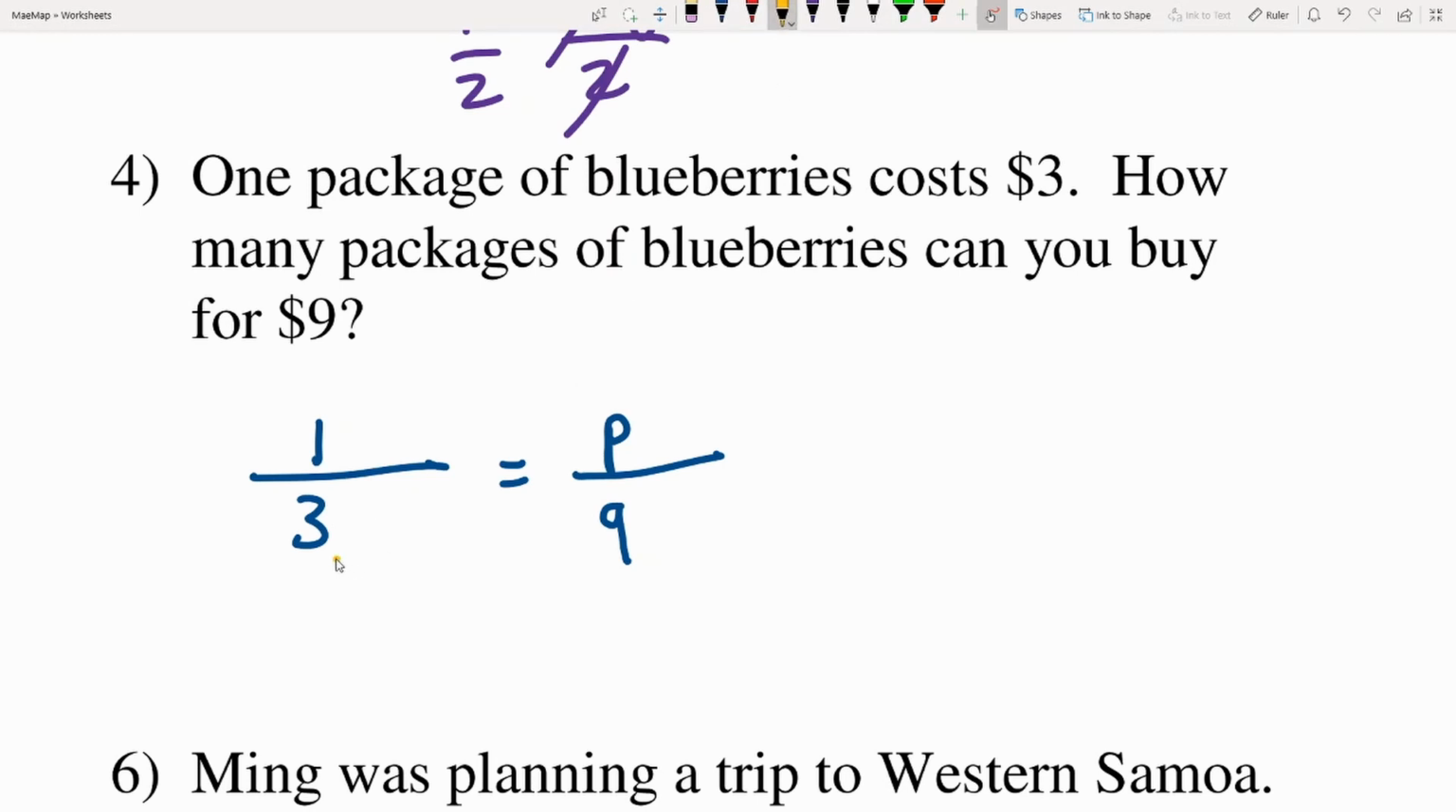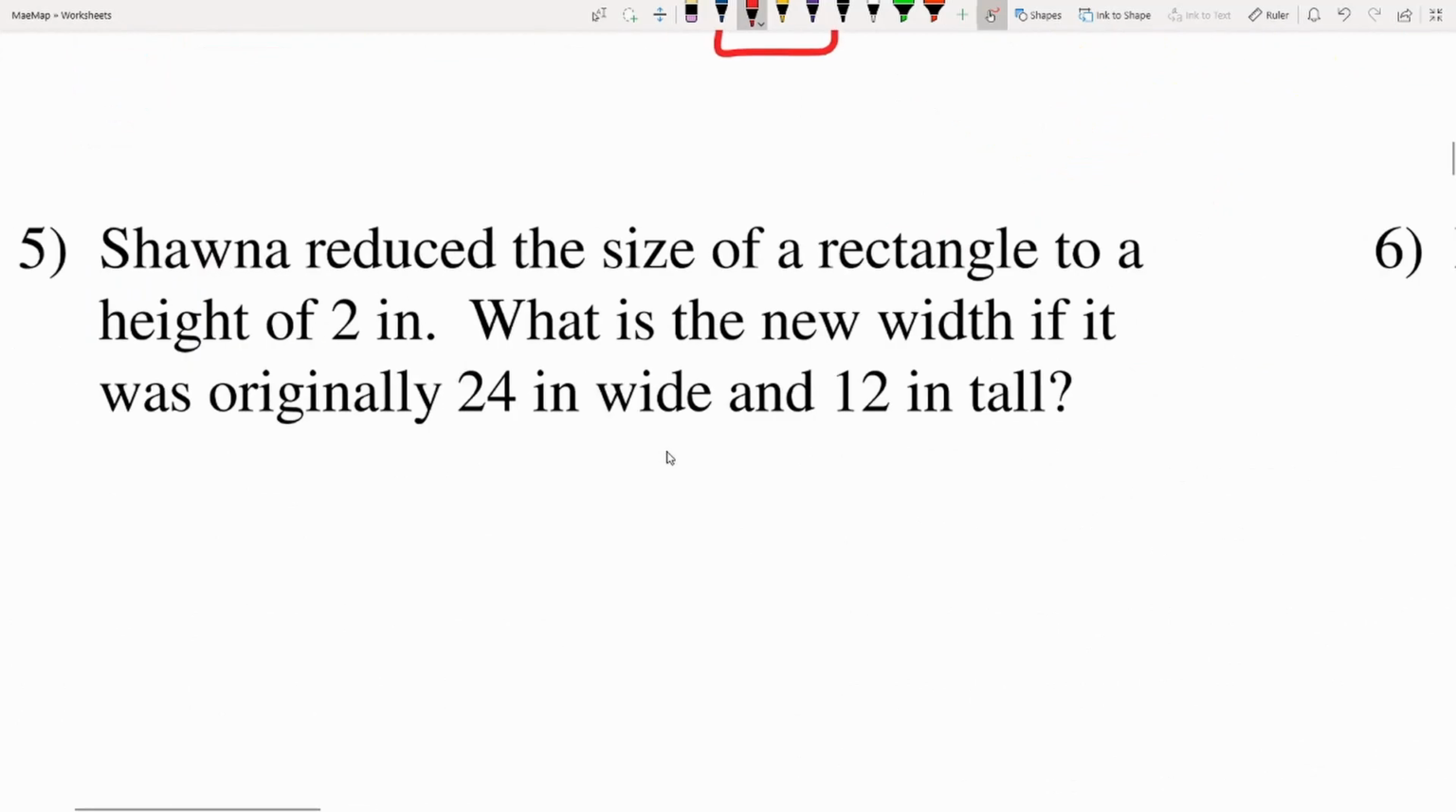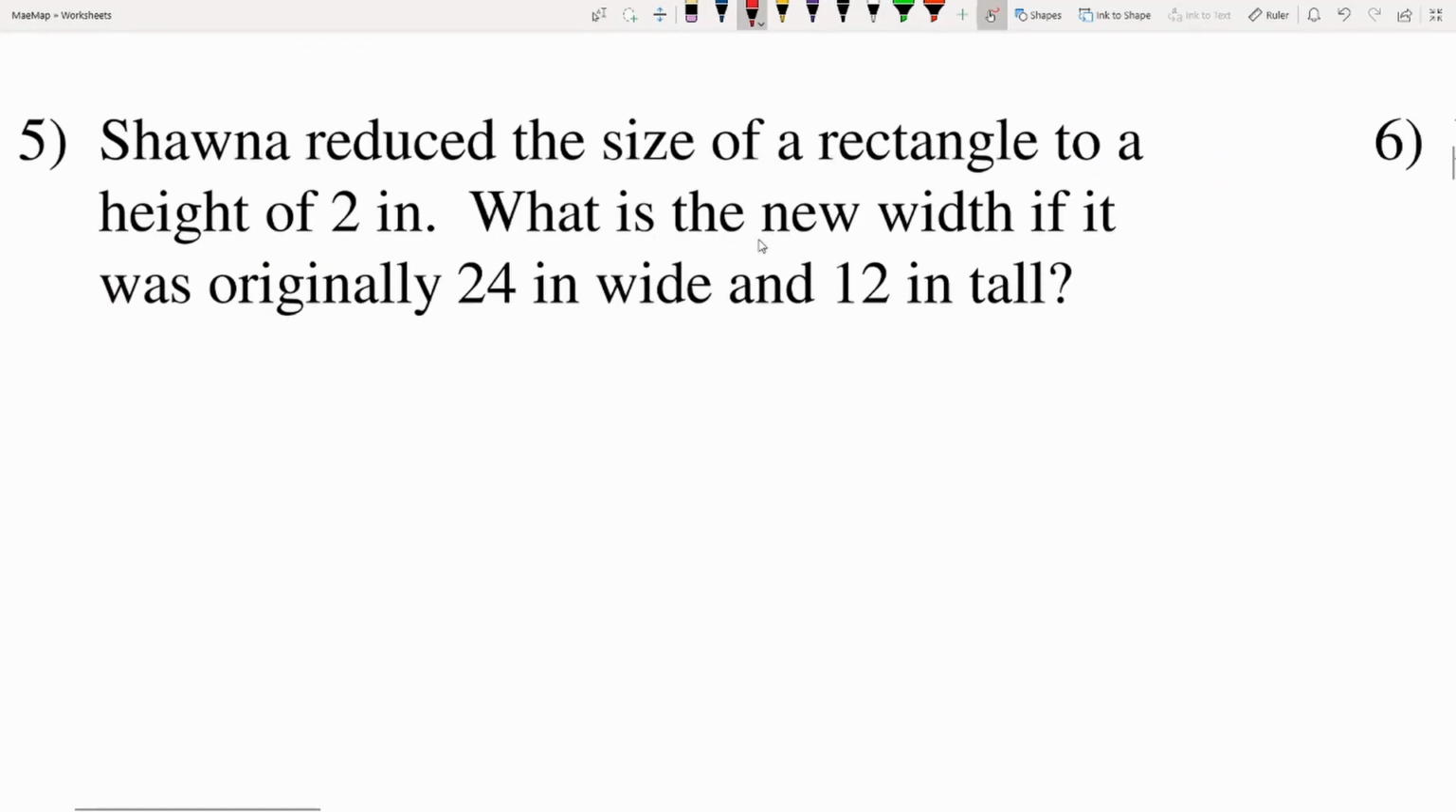Now this is nice because 3 times what gives us 9? That's 3 times 3. So we're going to do the same to the numerator. 1 times 3 gives us P, so P is equal to 3. 1/3 is equivalent to 3/9. It says Shauna reduced the size of a rectangle to a height of 2 inches. What is the new width if it was originally 24 inches wide and 12 inches tall? So this one's worded slightly differently, but we're going to relate our known variables together.